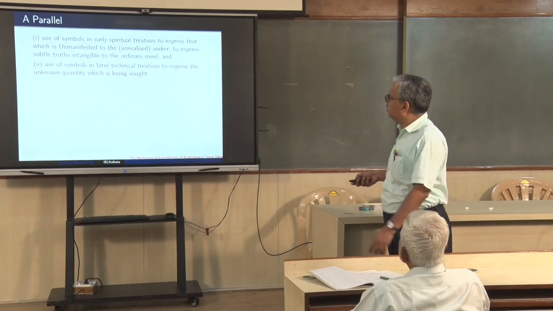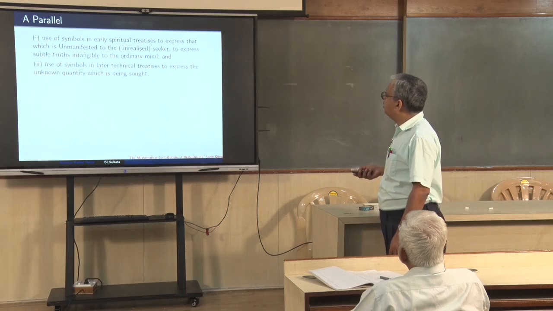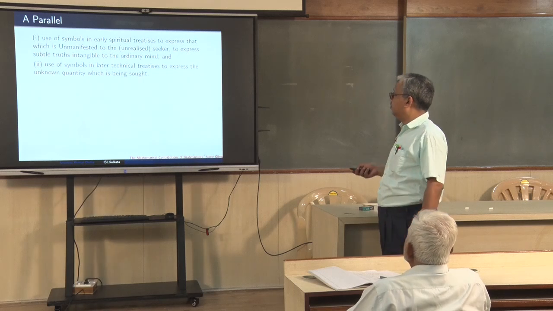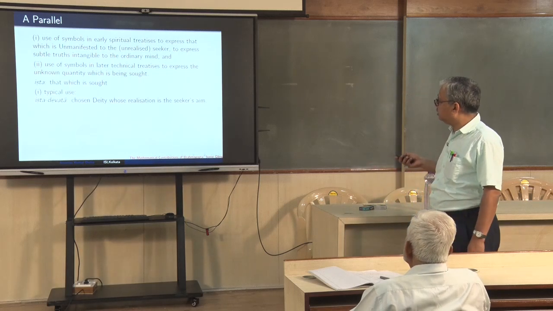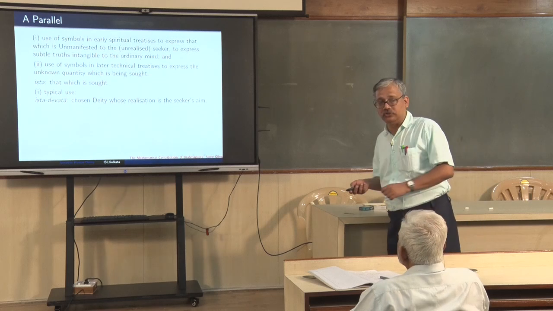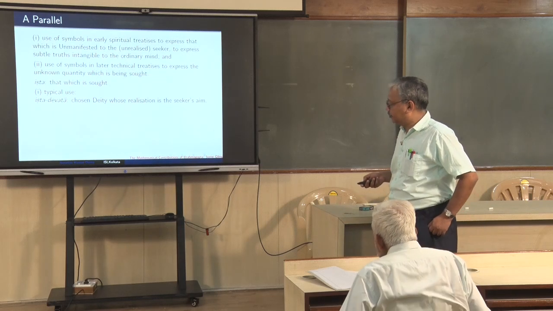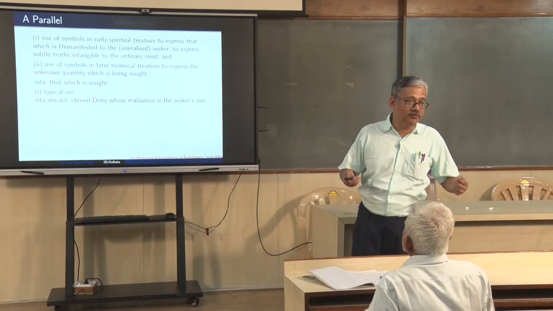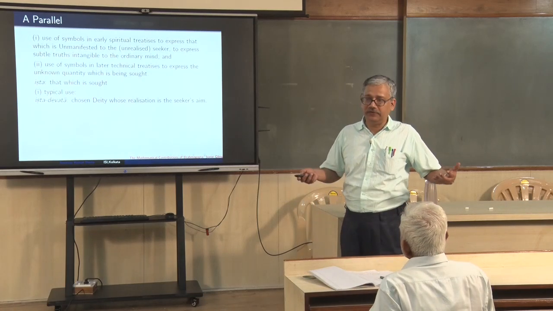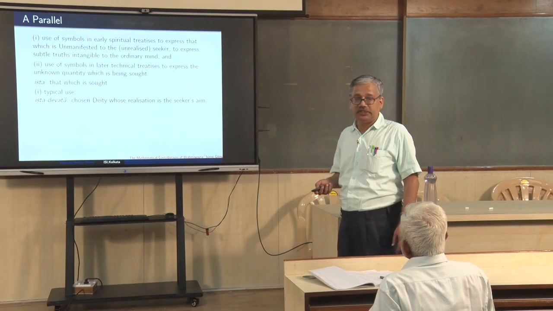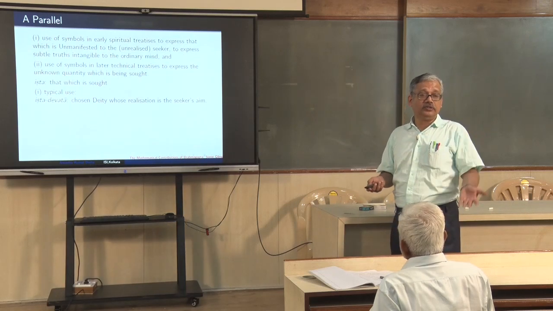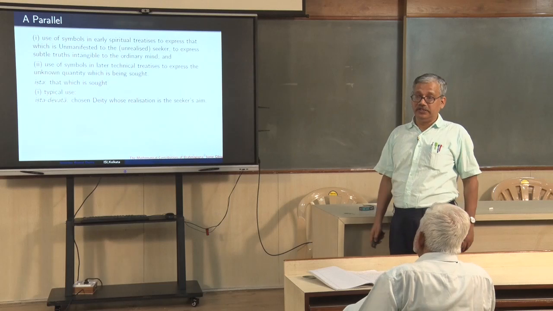A parallel is there: the use of symbols in early spiritual treatises to express that which is unmanifested to the seeker, to express subtle truth intangible to the ordinary mind, and the use of symbols in later technical treatises to express the unknown quantity which is being sought. In support of my speculation, I will give you one word, Ishta. What does Ishta mean? That which is sought. Most often in Indian literature, it is used for Ishta Devata, the chosen deity whose realization is a seeker's aim. So, the seeker is looking for the Ishta Devata.